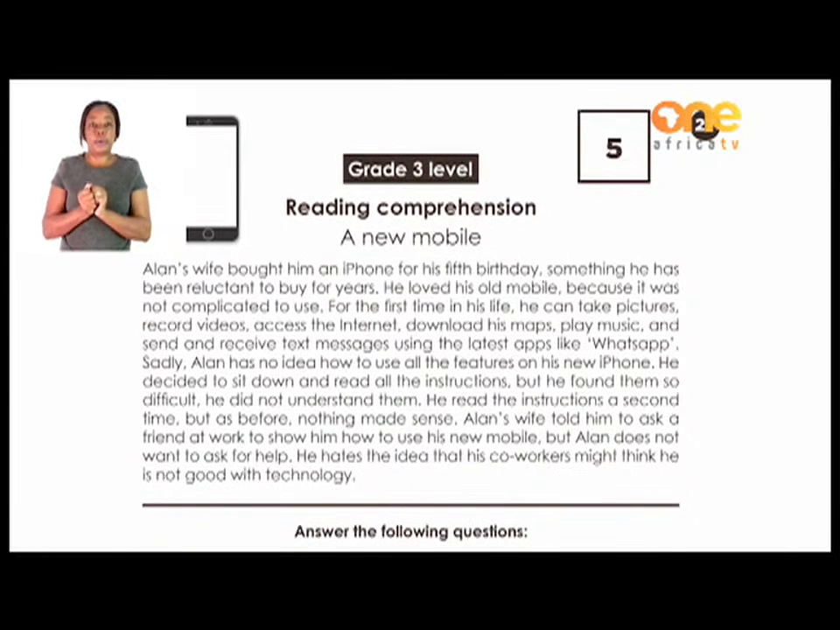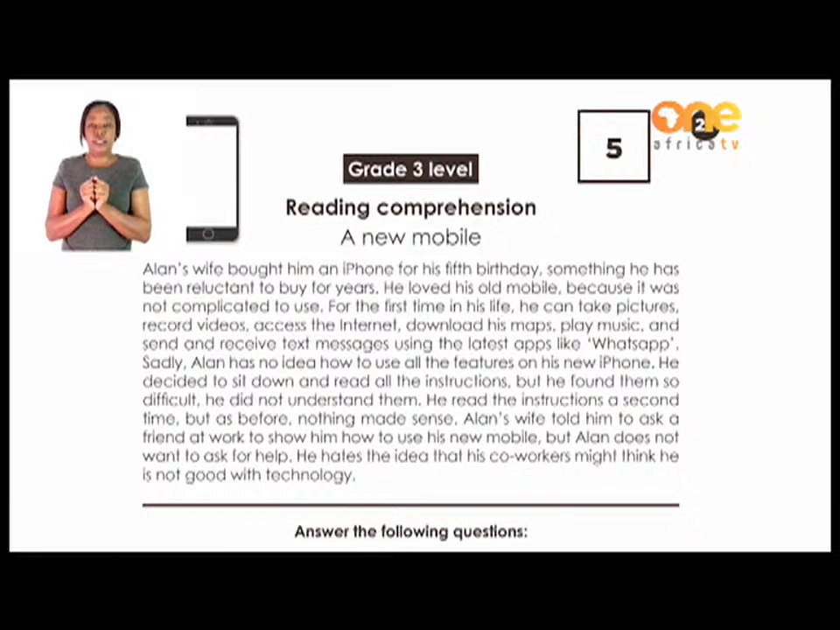Sadly, Alan has no idea how to use all the features on his new iPhone. He decided to sit down and read all the instructions, but he found them so difficult. He did not understand them. He read the instructions a second time, but as before, nothing made sense. Alan's wife told him to ask a friend at work to show him how to use his new mobile, but Alan does not want to ask for help. He hates the idea that his co-workers might think he is not good with technology.